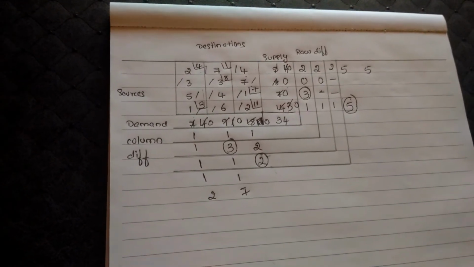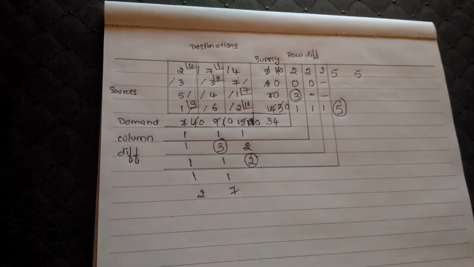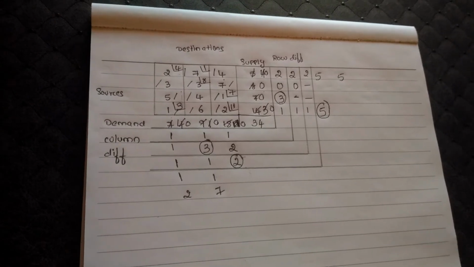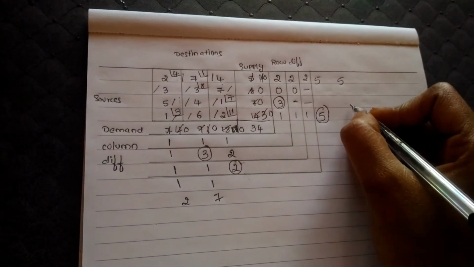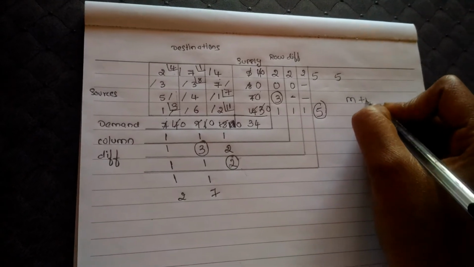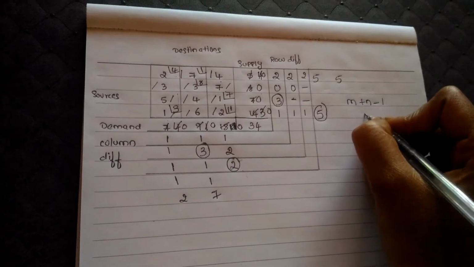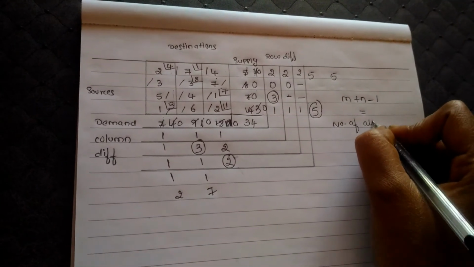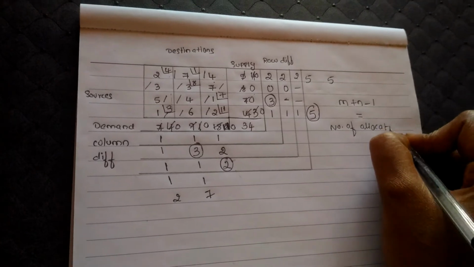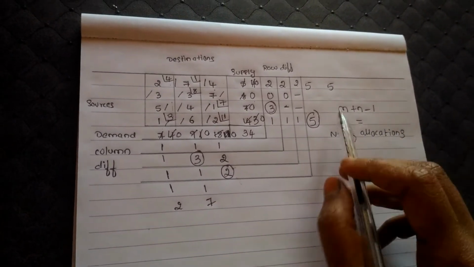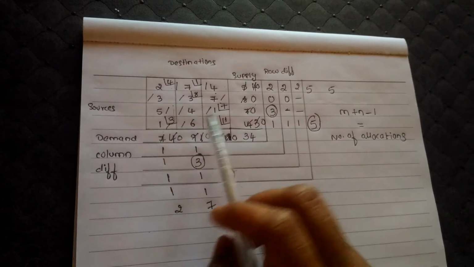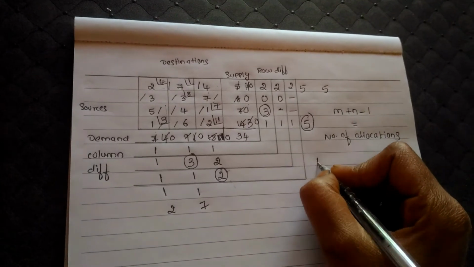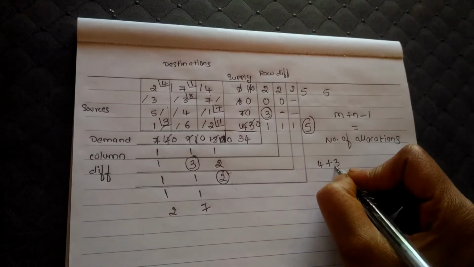Now the next step is to check if the problem, after completing its first phase, is eligible to go for the second phase. How could you check if it is eligible? There is a formula: M plus N minus 1 should be equal to the number of allocations. What is M? M is the number of rows. And N is the number of columns. The number of rows I have is 4, and the number of columns is 3, minus 1.